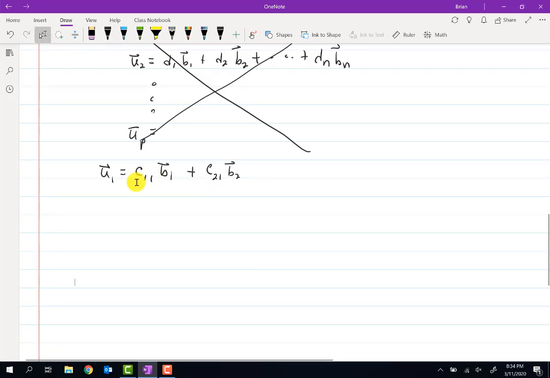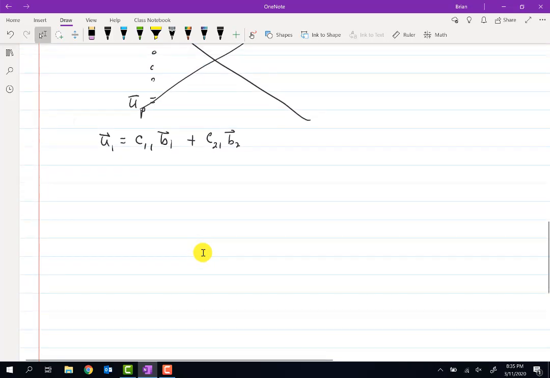So what I'm going to do is these are just constants, the C11, C21, but I'm going to allow myself a couple of indices here so that one of these indices is going to agree with the vector. So see how this first one agrees with that one, this first two agrees with that two, and the second part of the index will be from which vector it came from. So by the time I get to the nth one, I got Cn1 times Bn, like so.